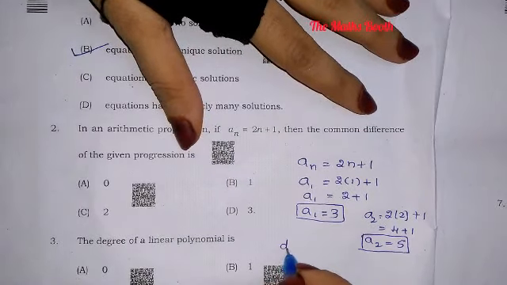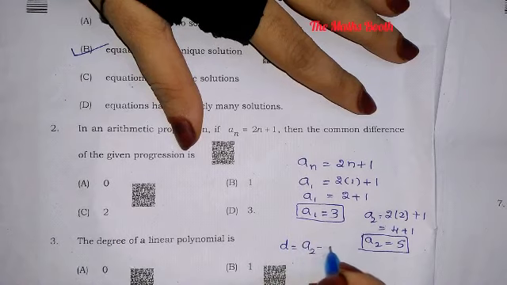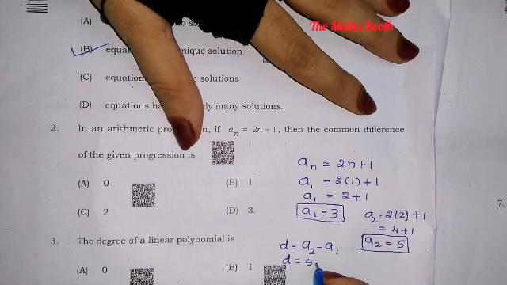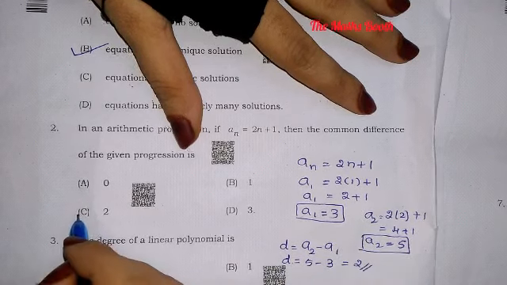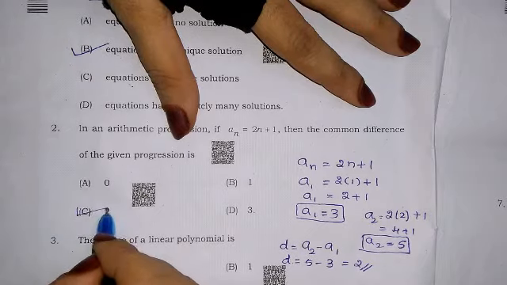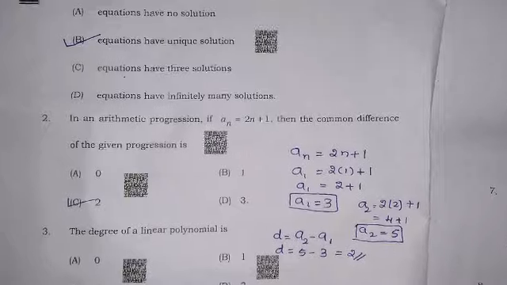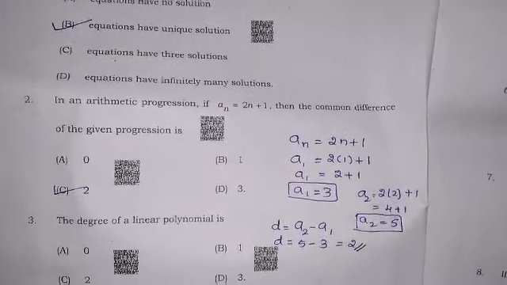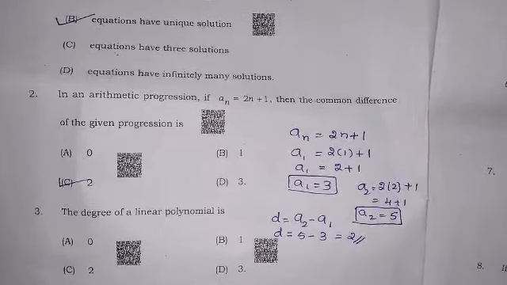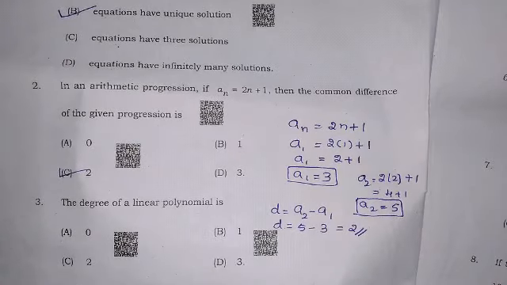Now what they have asked us is the common difference. d is equal to a2 minus a1, d is equal to 5 minus 3, and 5 minus 3 is nothing but 2. So the correct option is C, 2. This paper is very important for this year's board examination. This type of question will come in the board exams.